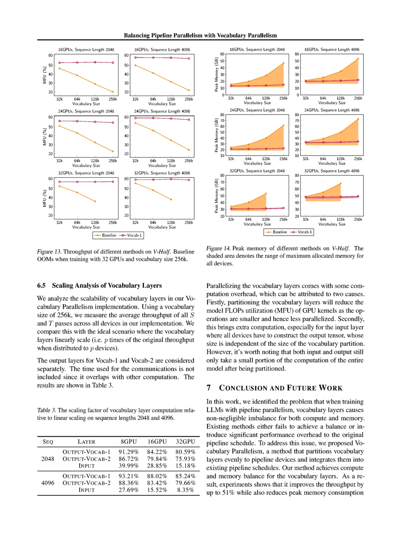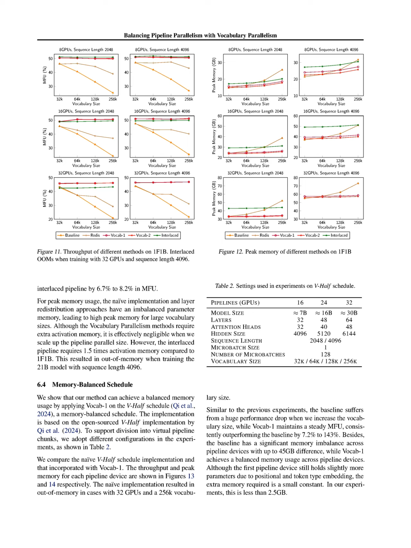For example, if the naive implementation resulted in a peak memory usage of 45 gigabytes, the vocabulary parallelism approach could balance this across devices, leading to a more efficient memory usage of less than 2.5 gigabytes difference across devices, demonstrating the effectiveness of the proposed method.